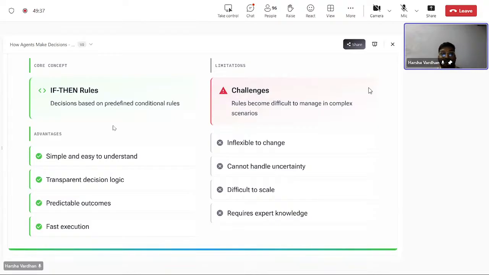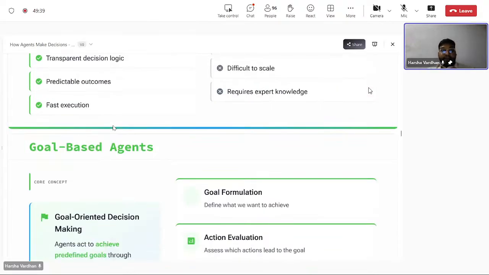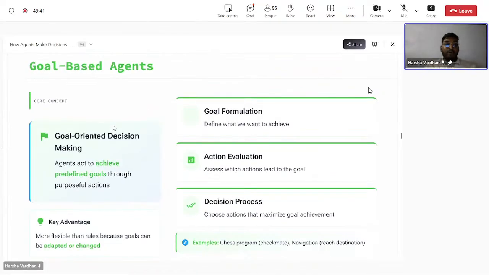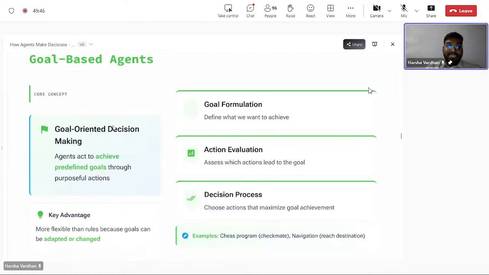And what are the things that we'll be choosing? If not if-then, then what? In those cases, we have something called goal-based agents. So goal-based agents act to achieve predefined goals. By predefined goals, I mean the input that the user gives. So no matter what the situation is, no matter what the route is, our agent makes sure that it just reaches its goal.